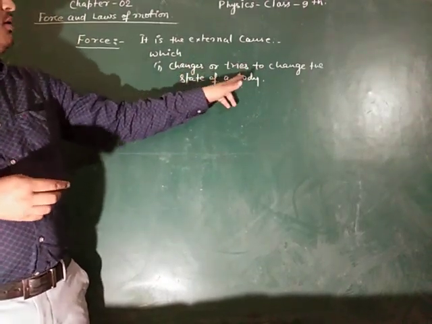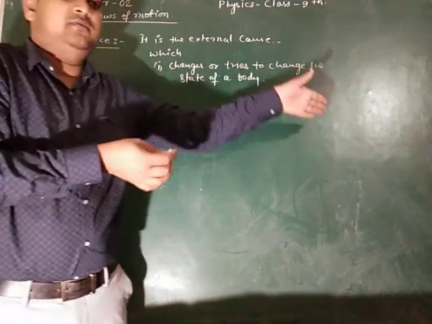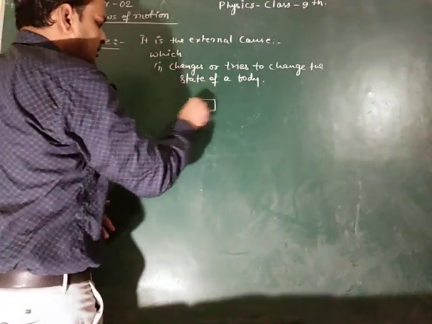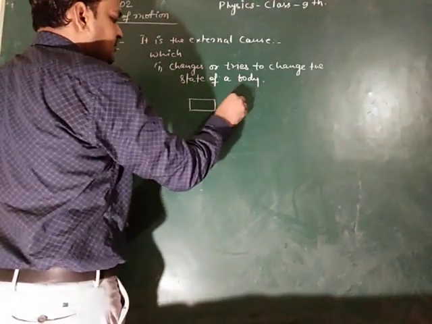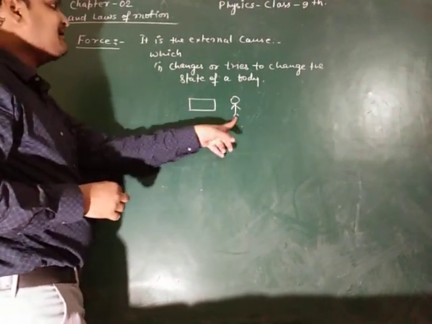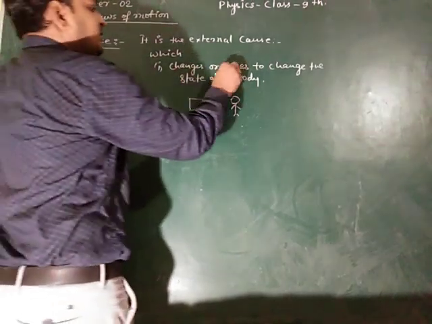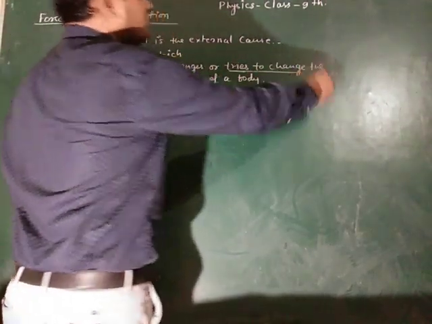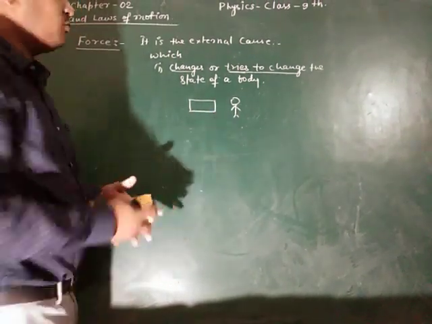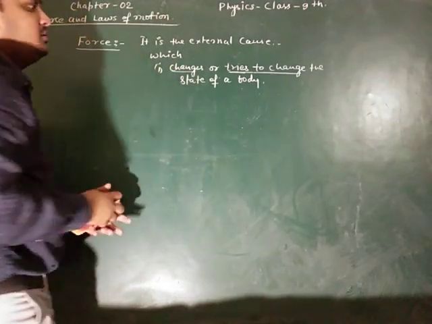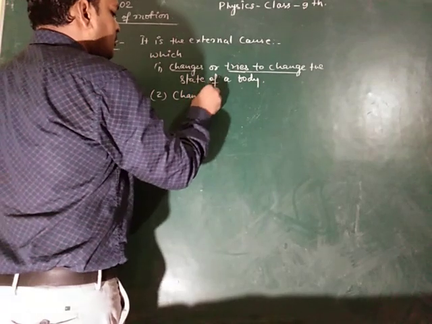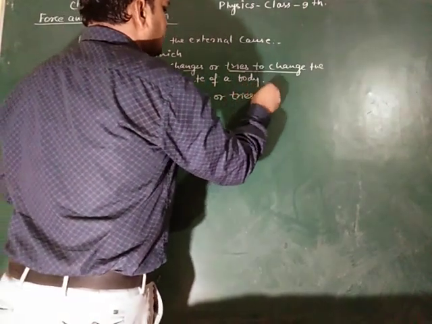For example, suppose a person jumps in front of a running truck. He will not be able to stop it, but he can try. So that is why it is written here: changes or tries to change. It means he can exert a force, but that force is not enough to stop the truck, but the force exists there.